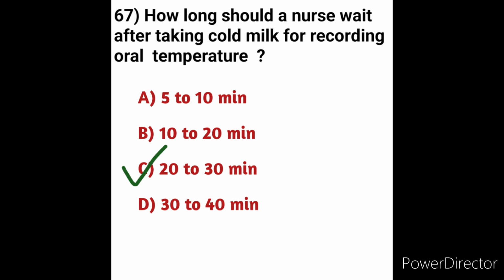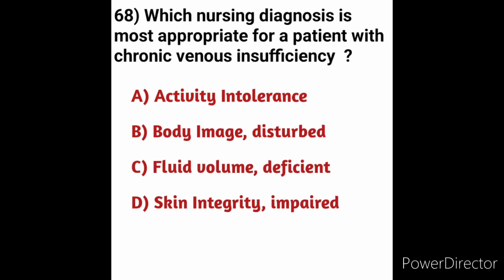Next we will move on to question number 68. Which nursing diagnosis is most appropriate for a patient with chronic venous insufficiency? The patient has chronic venous insufficiency. We will see the options. Option A, activity intolerance. Option B, body image disturbed. Option C, fluid volume deficit. Option D, skin integrity impaired.